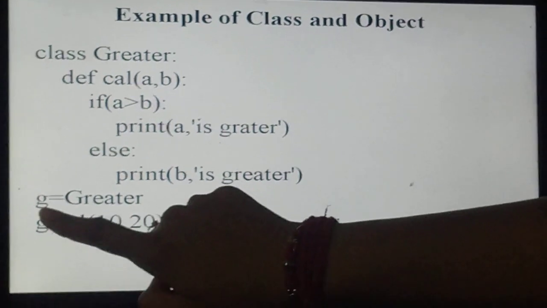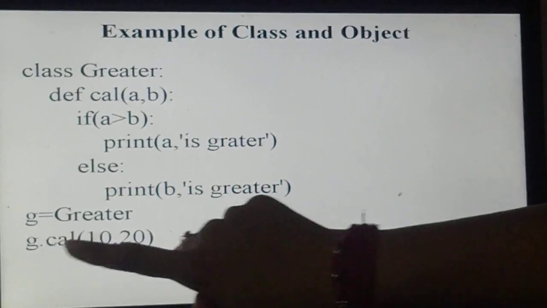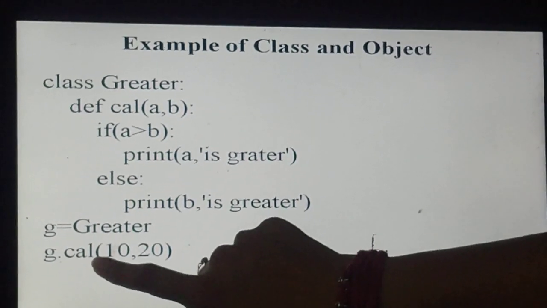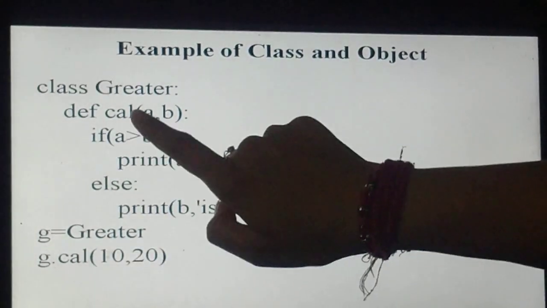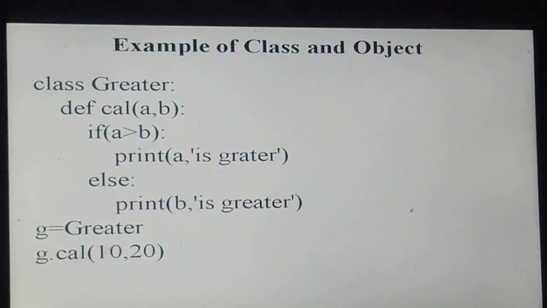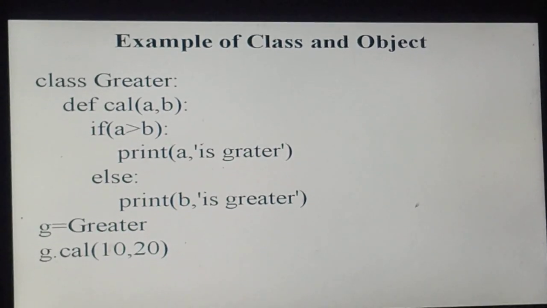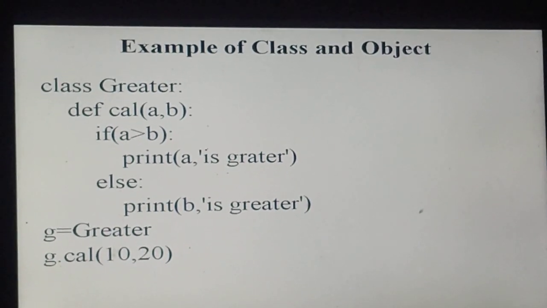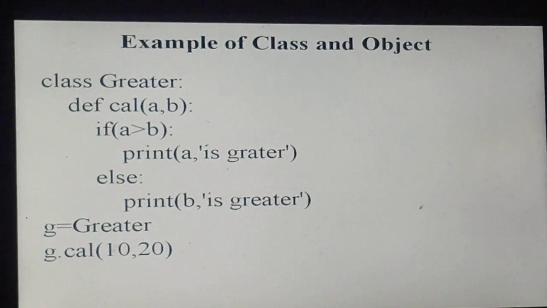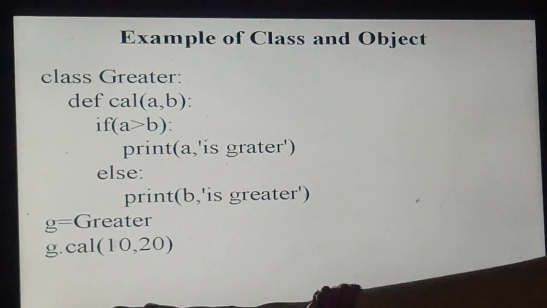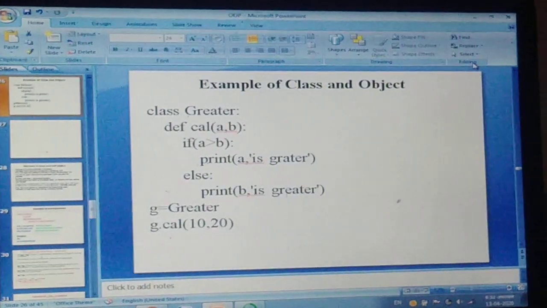You need to simply write the object name. So G is the object here and Greater is the class name, and G.cal is used because I have called the cal method of the object of the class Greater. So to call the variables and methods of the class, you need to use the object name and the dot operator together. So let's discuss this in the hands-on session.